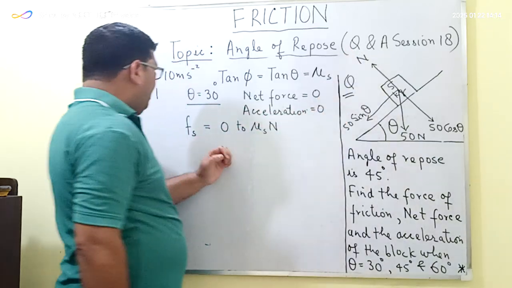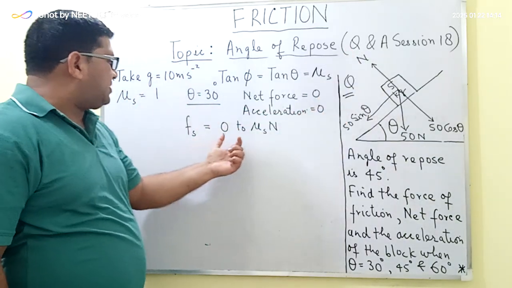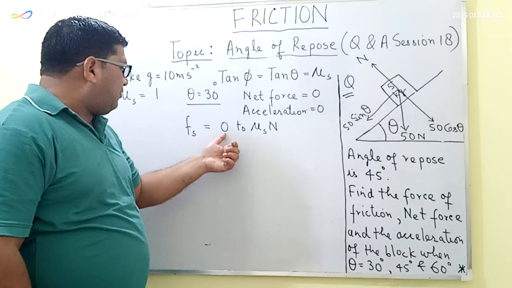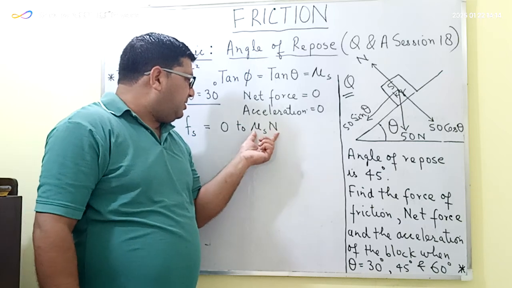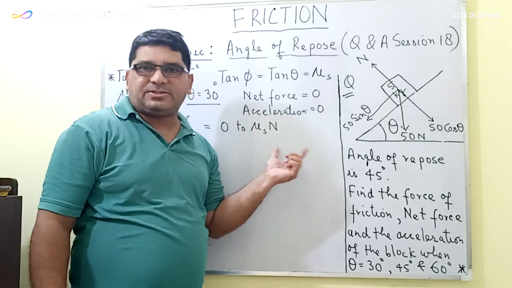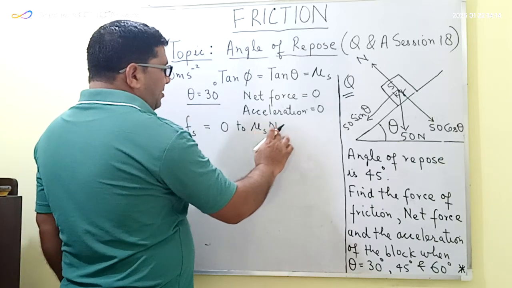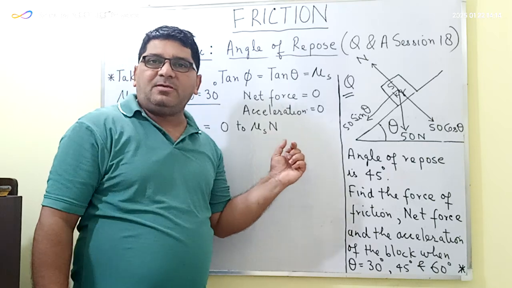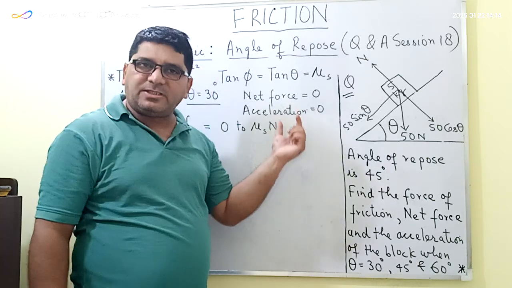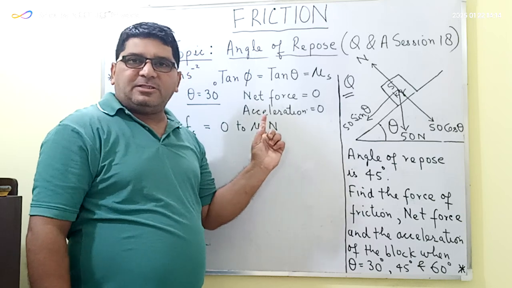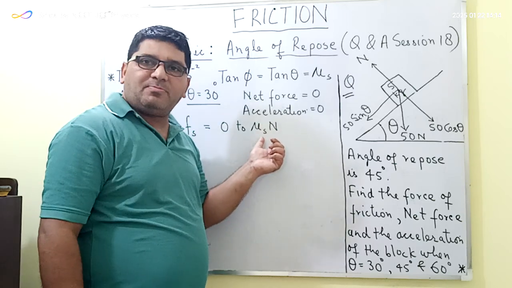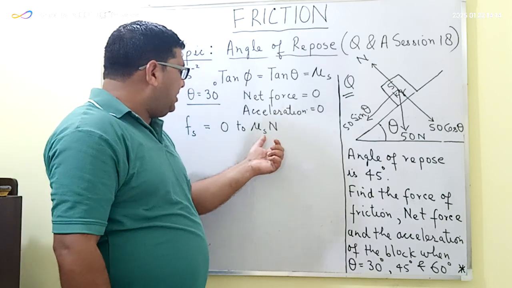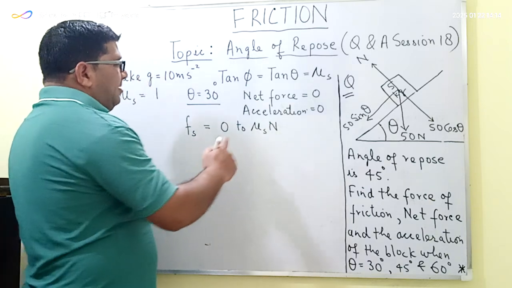So the value of the force of static friction varies from 0 to mu s into N. Here mu s into N is the maximum value of static friction. This value is variable, totally dependent on the magnitude of the applied force. If the applied force increases, this value will also increase, but the maximum value of the static friction, or the limiting friction, will be equal to mu s into N.